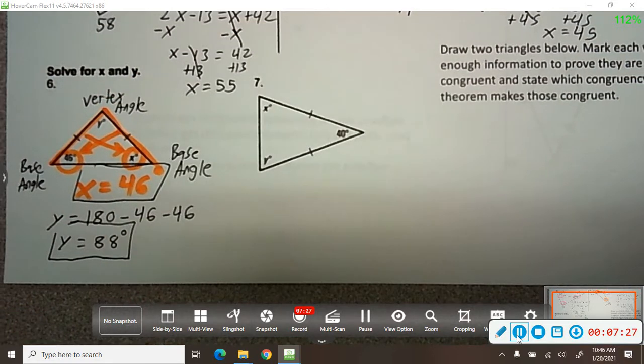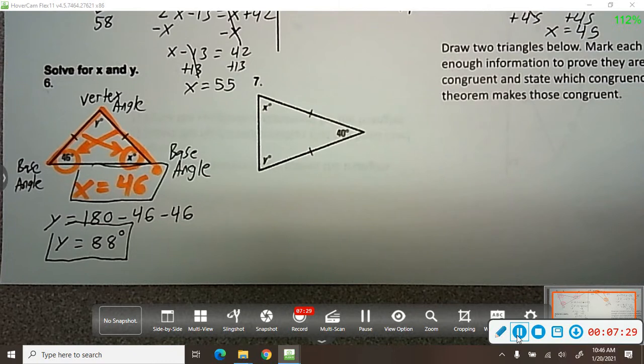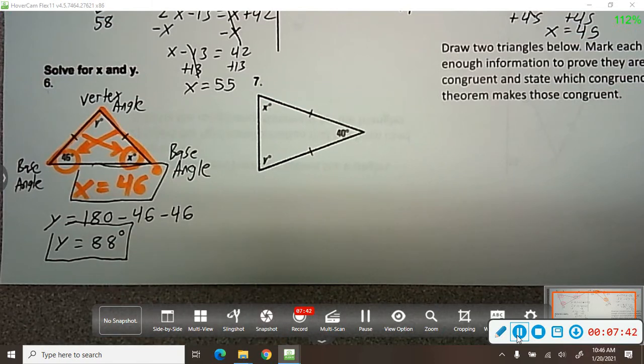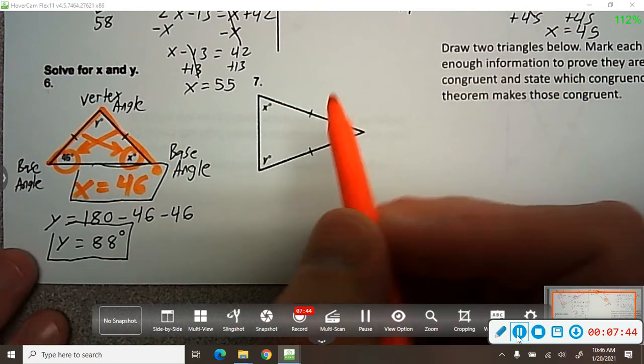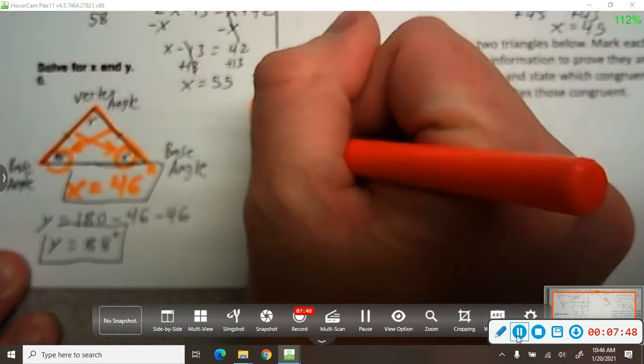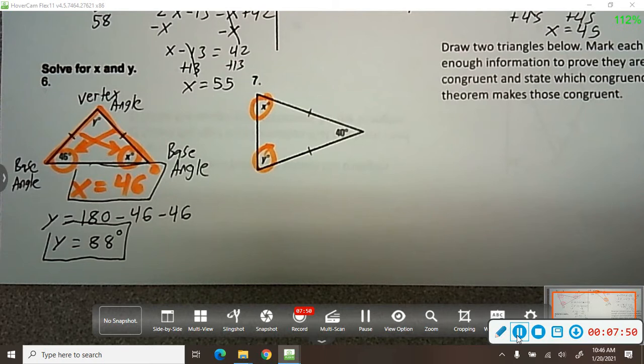And so the base angles are always congruent. Are they always the ones at the bottom? No. They're not always the ones at the bottom, because you could take a triangle and rotate it. So it could be on the top, it could be on the side. So like this triangle has been rotated. And so this is isosceles, so the angles across from the congruent sides are congruent.